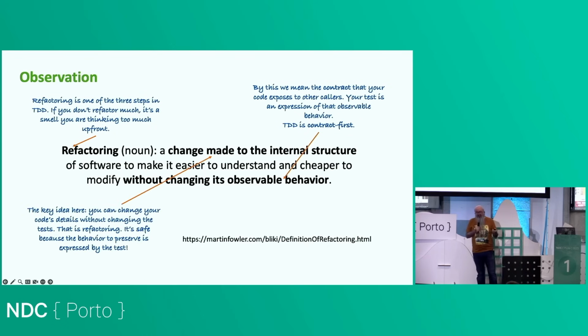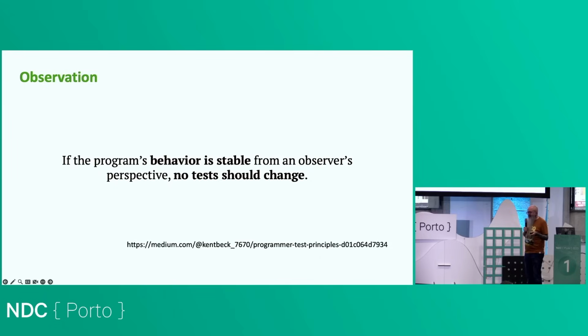But you should be able to change how you implement that contract without breaking any of your tests. And the problem with mocks is that every time you change the implementation details, you will keep breaking your tests. Kent Beck said, I think somewhere in the mid-teens, that if a program's behavior is stable from an observer's perspective, no tests should change. In other words, when I'm refactoring and I change the implementation rather than the contract, I shouldn't change any tests, right?